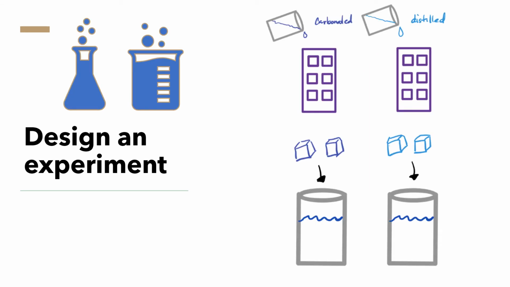Next, you will design an experiment to test your explanation. For this example, you decide to freeze distilled or purified water and carbonated water. Once frozen, you put the ice cubes in water and check if either types of ice float on water.